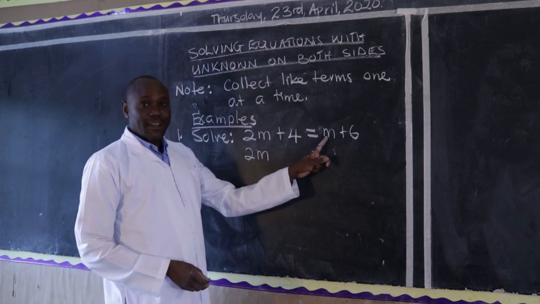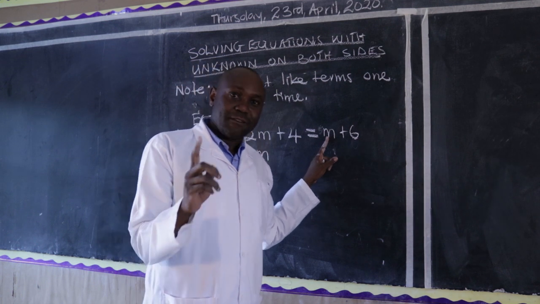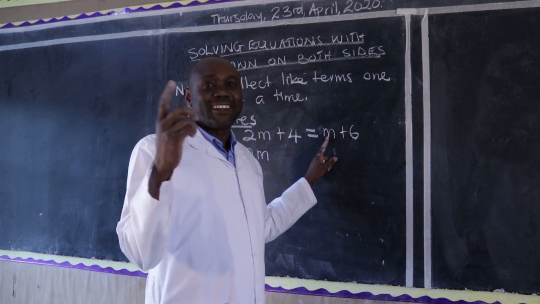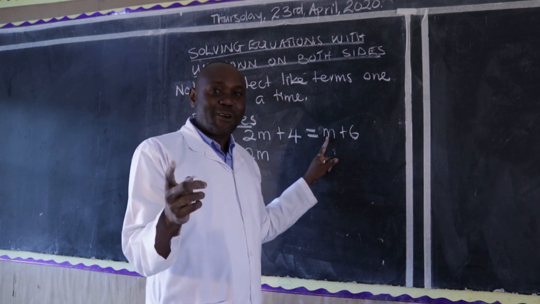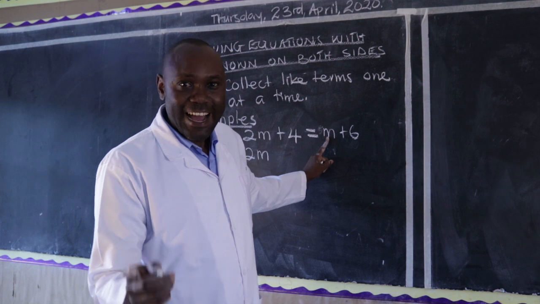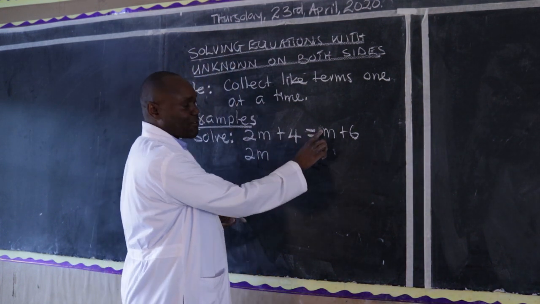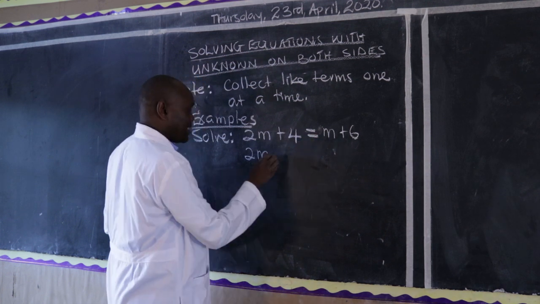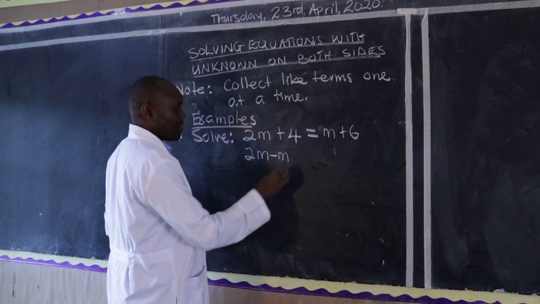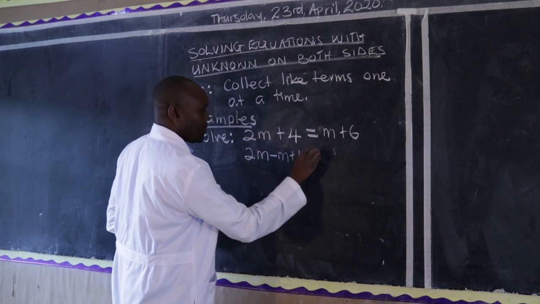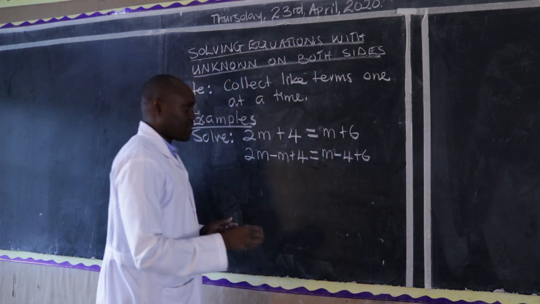So since now it is a positive, we get what we call the additive inverse. Remember we said in English, for them they talk of opposite. But for us, we don't use the word opposite. We use the word additive inverse. So the additive inverse of positive m is negative m. Therefore we subtract m from both the sides. 2m plus 4, which will give us m minus m plus 6.